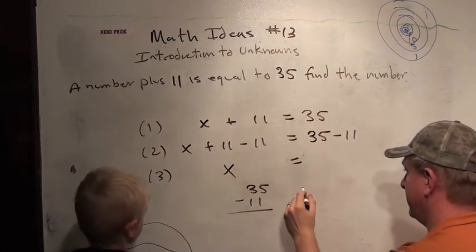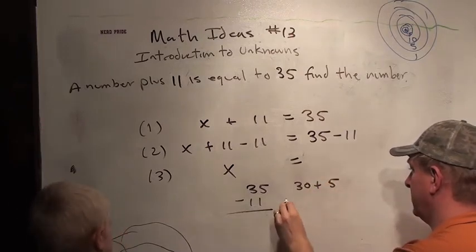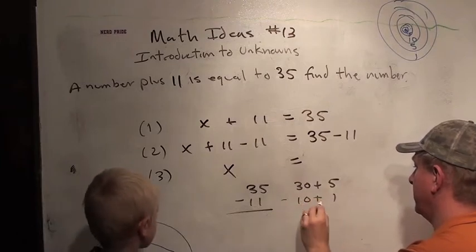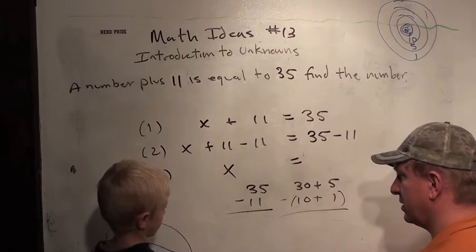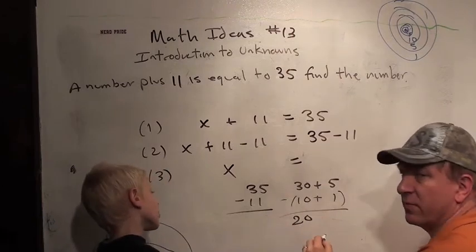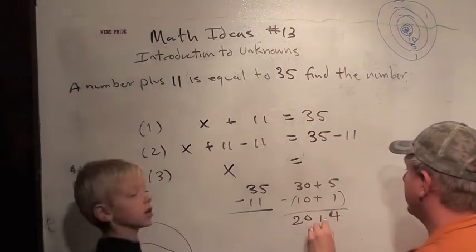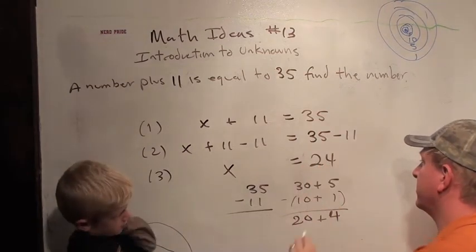We do 30 plus 5 minus 10 plus 1. And what is 30 minus 10? 20. And what is 5 minus 1? 4. I hope this is on camera. So we have 20 plus 4, which is? 24. So in this case, x equals 24.